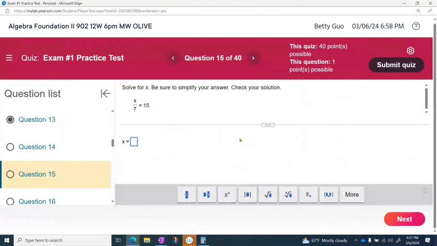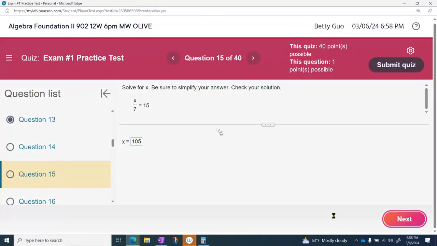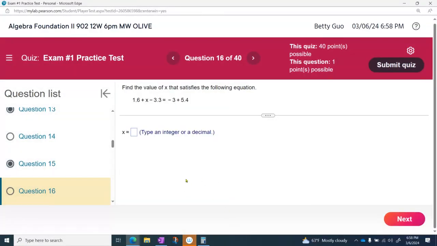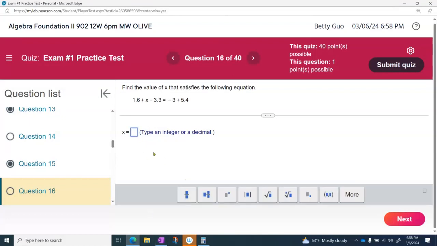Help me out. What's the answer? Am I right? Okay. This is about decimal. Yeah, let's give it a try. I'll let you try it though. Give it a try. This is an equation involving decimals.